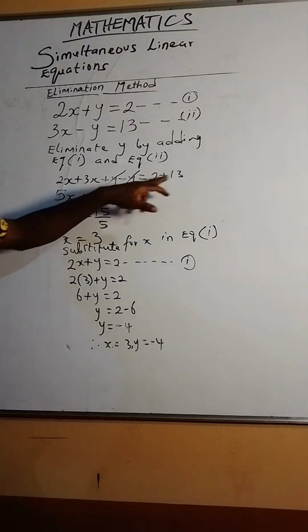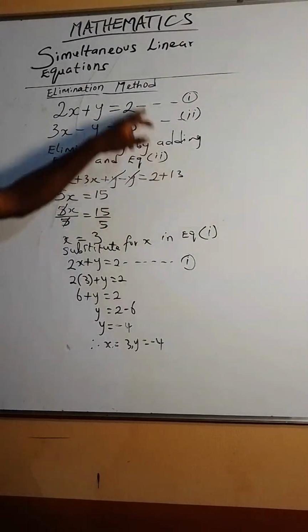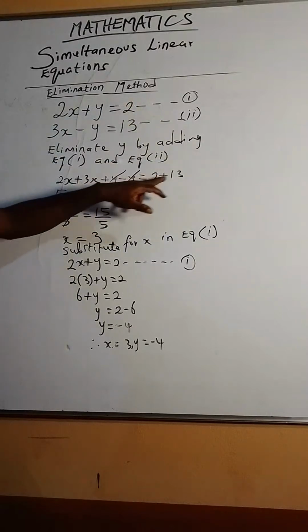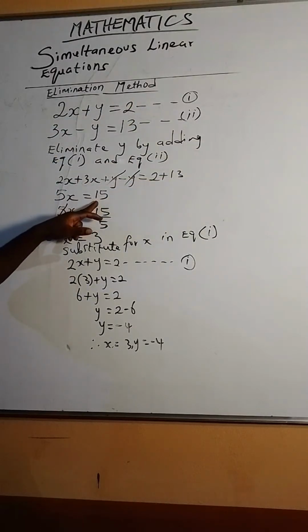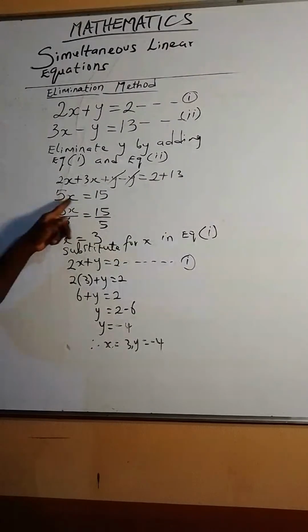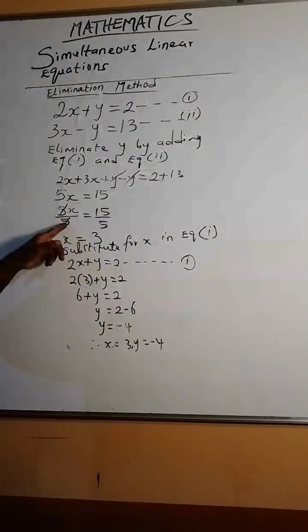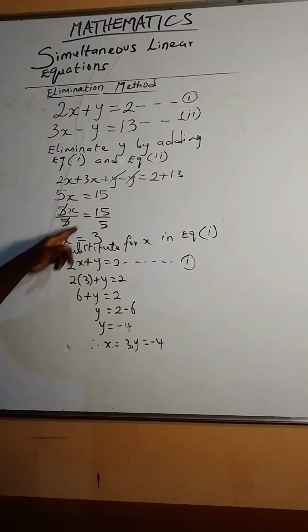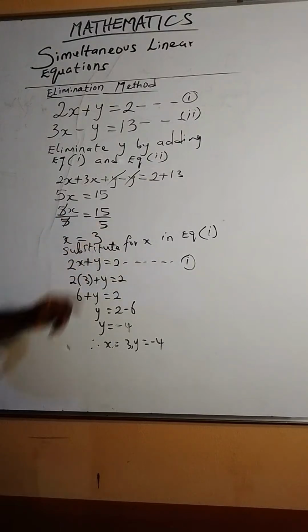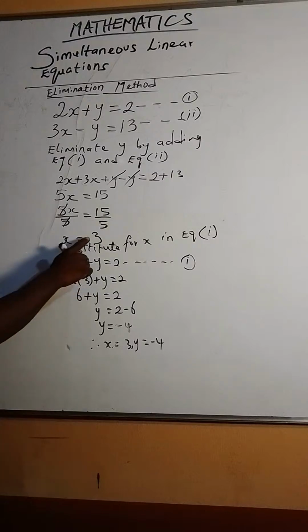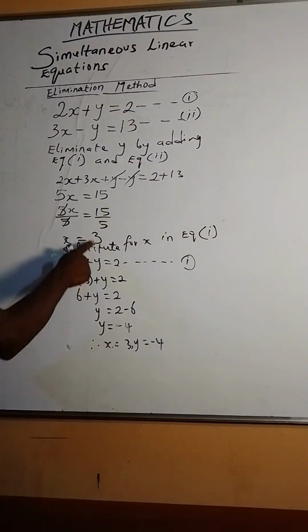Then this 5x becomes equal to 2 plus 13. We add this to give us 15 here. Then the next phase is for us to divide each side by 5 so that we can be left with x, which is exactly what we are looking for at this stage. So we are dividing by 5 here, and we are left with x. And this is 15 divided by 5, which gives us 3. So this is exactly what we have succeeded in having right here.